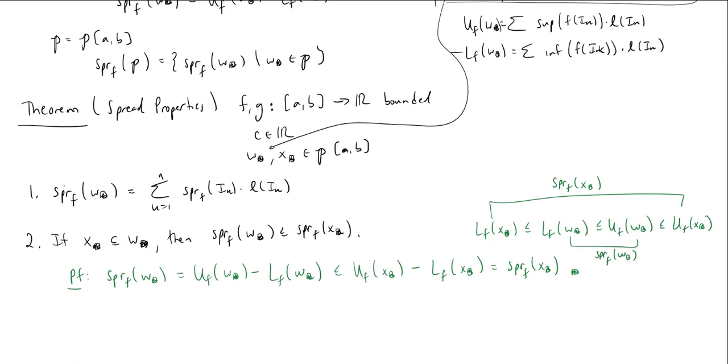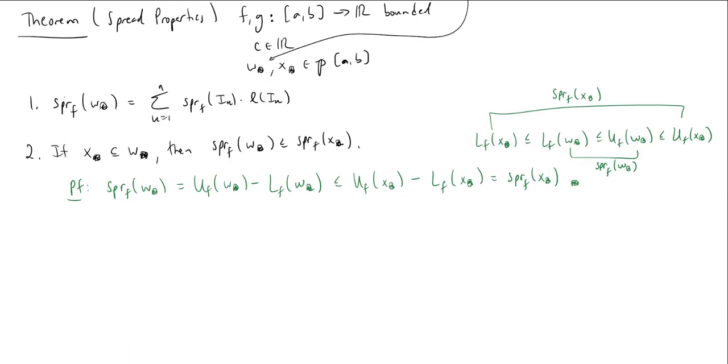The next statement, number 3. If I look at the F plus G spread of W, remember I have two functions, F and G, which are both bounded, so I can compute this F plus G spread. This is going to be less than or equal to the F spread plus the G spread. Once again, this is going to come from our properties of upper sums and lower sums. So we can write down a proof of this pretty easily.